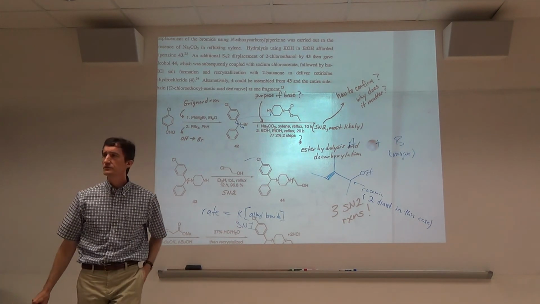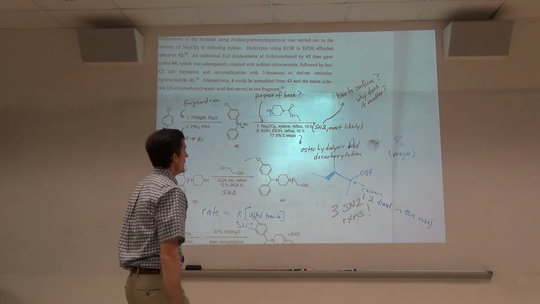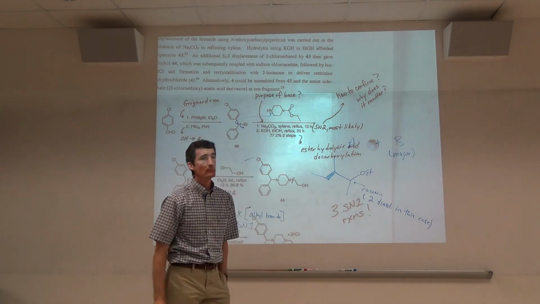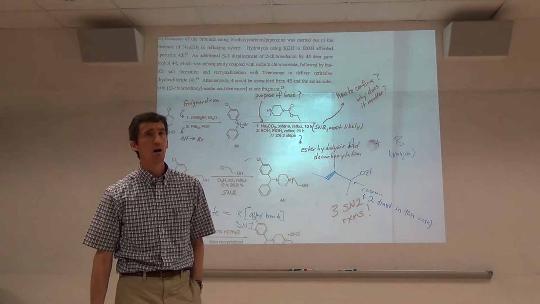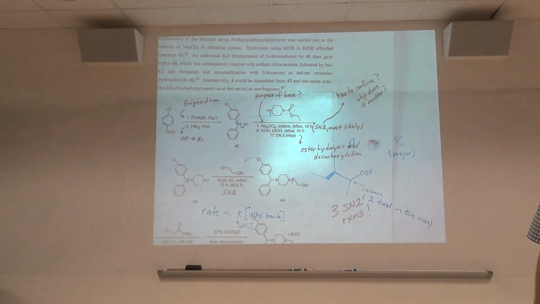But I say most likely. That means I'm not sure. How do I confirm that it's SN2? Increase the amine concentration and see the speed of the reaction. How would I use the rate equation to tell if it's SN2? Josh? What is the rate equation if it's SN2? It's a constant times what?